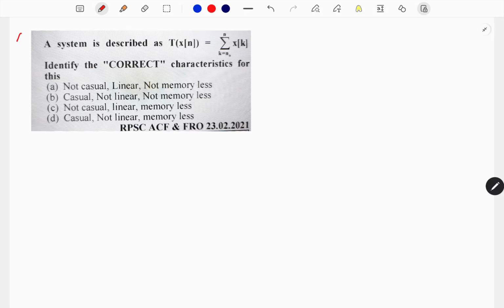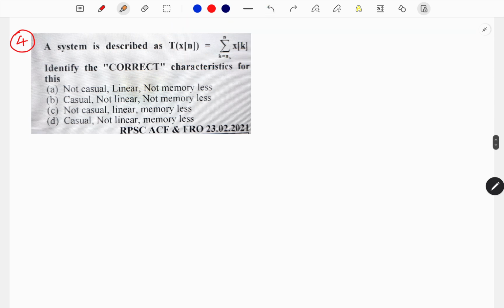Question number 4. A system is described as y of n is equal to summation x of k. This means it is an accumulator. This given signal is an accumulator. Identify the correct characteristics of this.